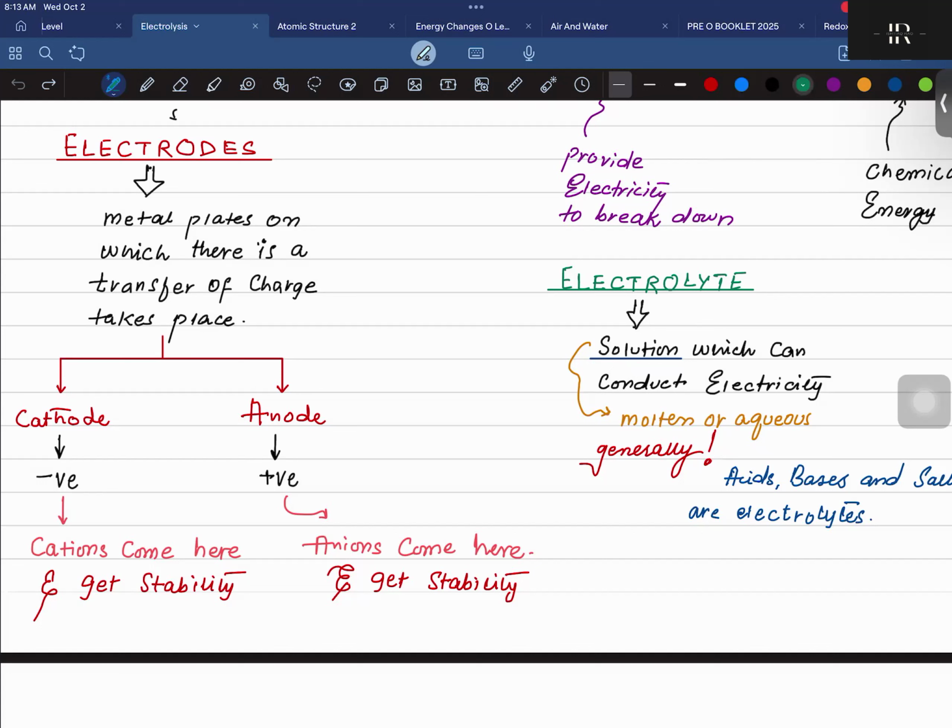And then, on the basis of reactivity, we can also classify electrodes into two types. The first one is reactive electrode, and the second one is inert. Inert means unreactive. An example of inert electrode is graphite. For reactive, in our syllabus we would be discussing copper.